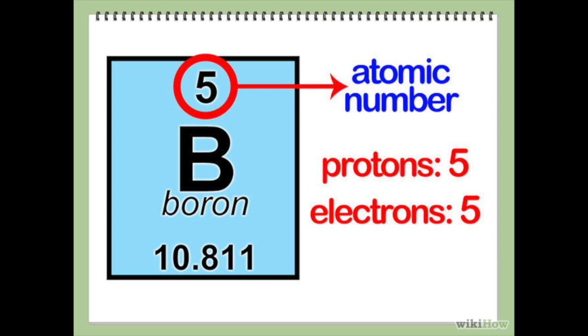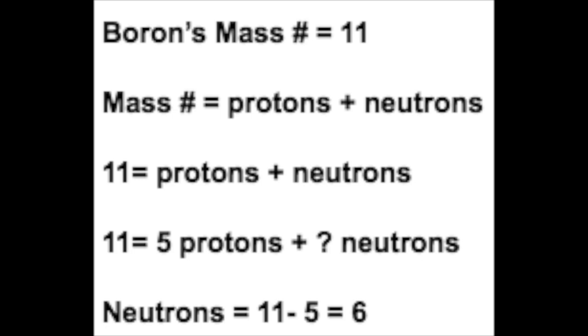The bottom number is the atomic mass. If you round this number to the nearest whole number, this is called the mass number. In this case, boron has a mass number of 11. The mass number is equal to the number of protons and neutrons in the nucleus. Remember that we already know that boron has 5 protons because the atomic number is 5. That must mean that the other 6 particles in the nucleus are the neutrons.